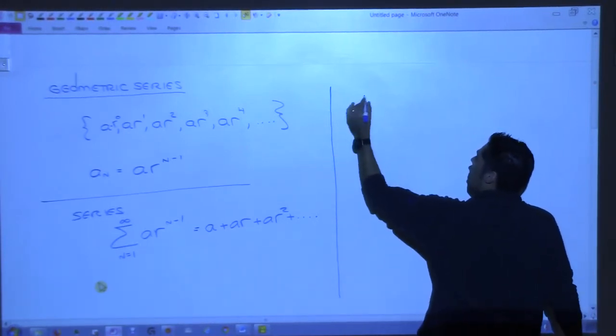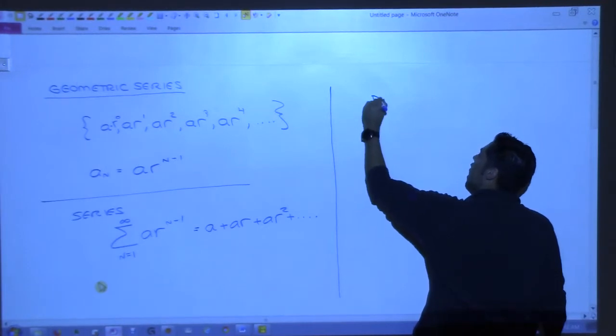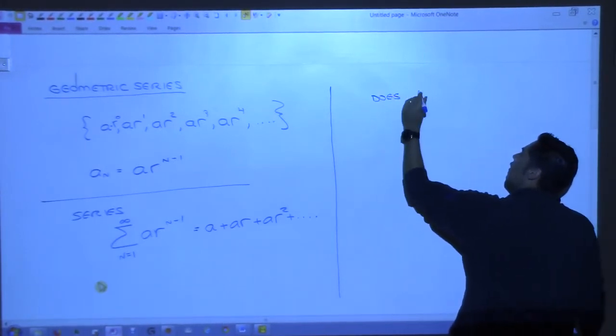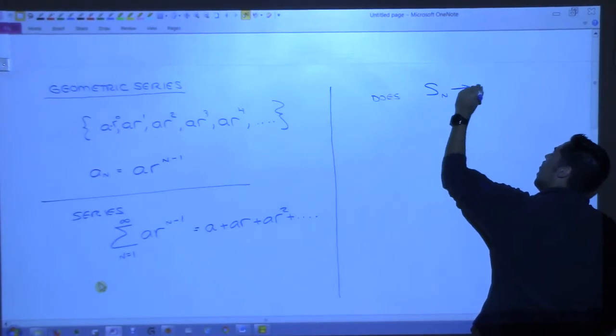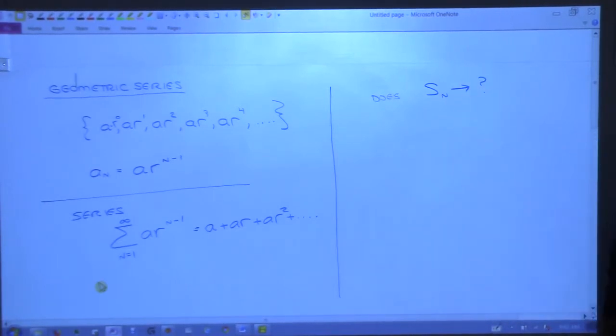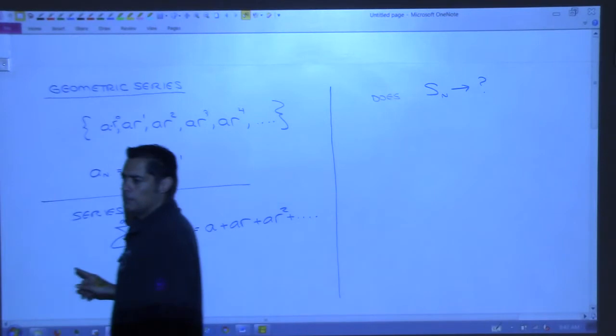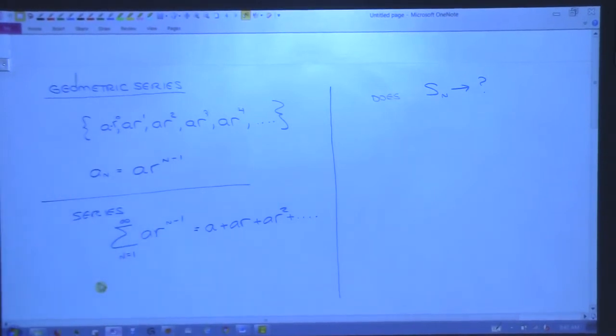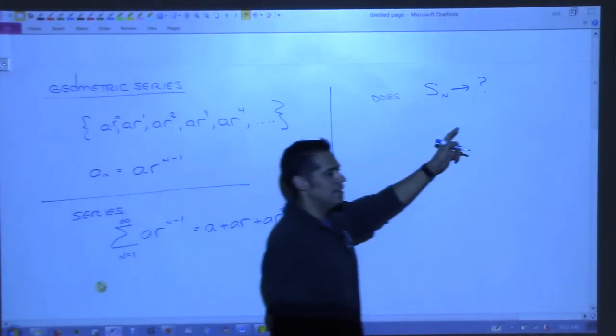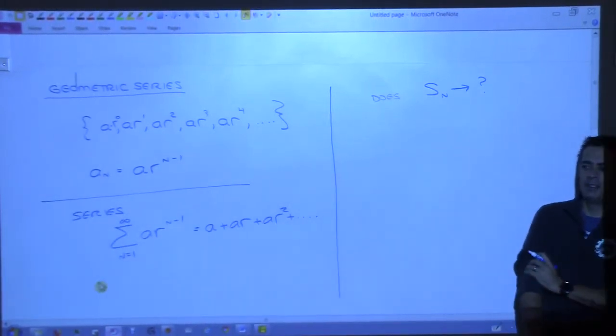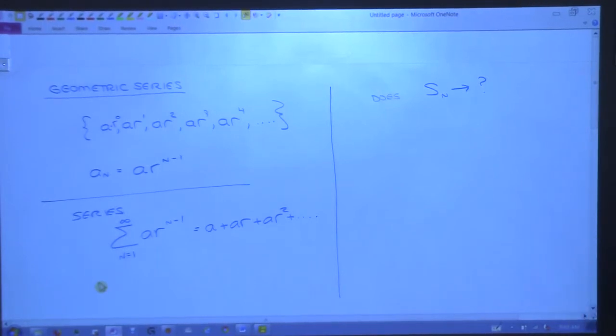What I'm trying to do is figure out, does S sub n converge to something? That's what I want to know. Does S sub n converge to something? So what is S sub n? Series. Is this S sub n? Nope. What is S sub n? It's the partial sum.